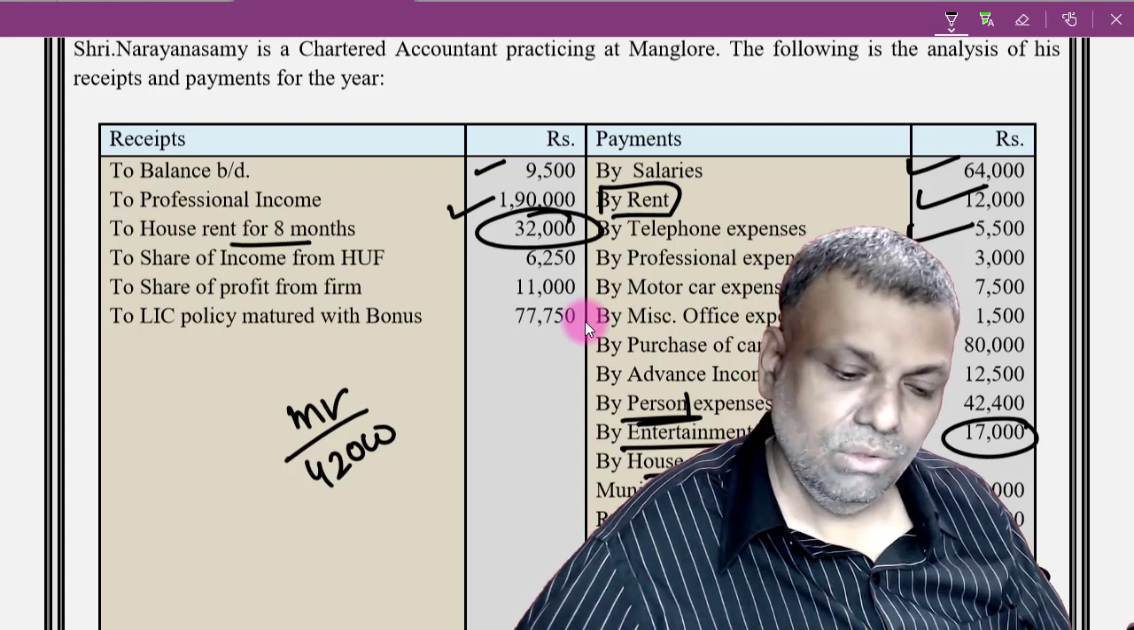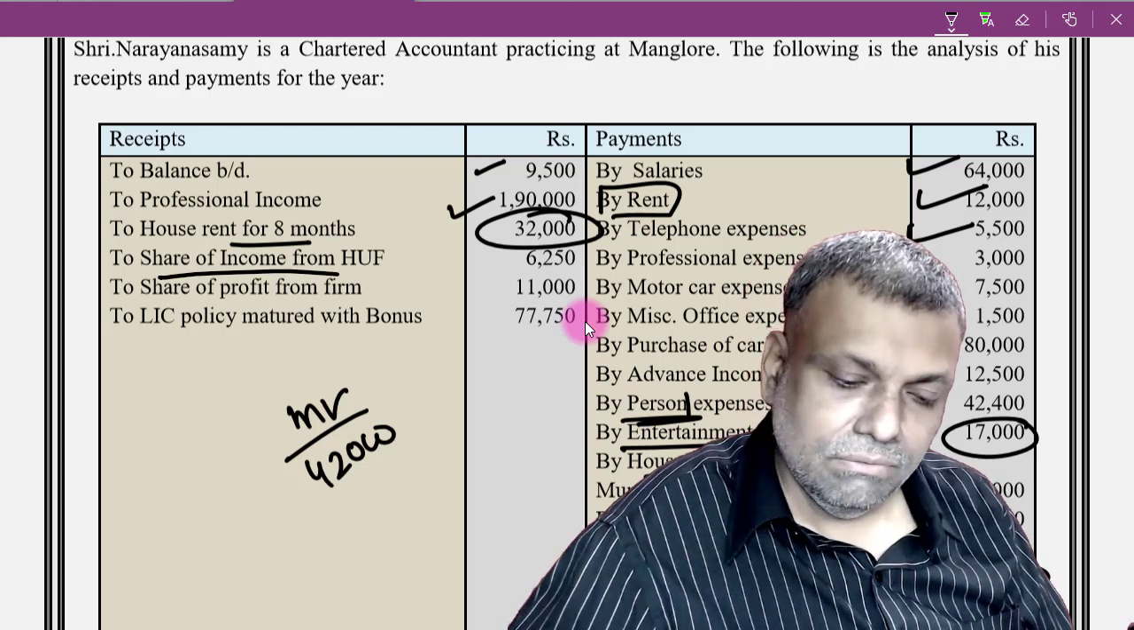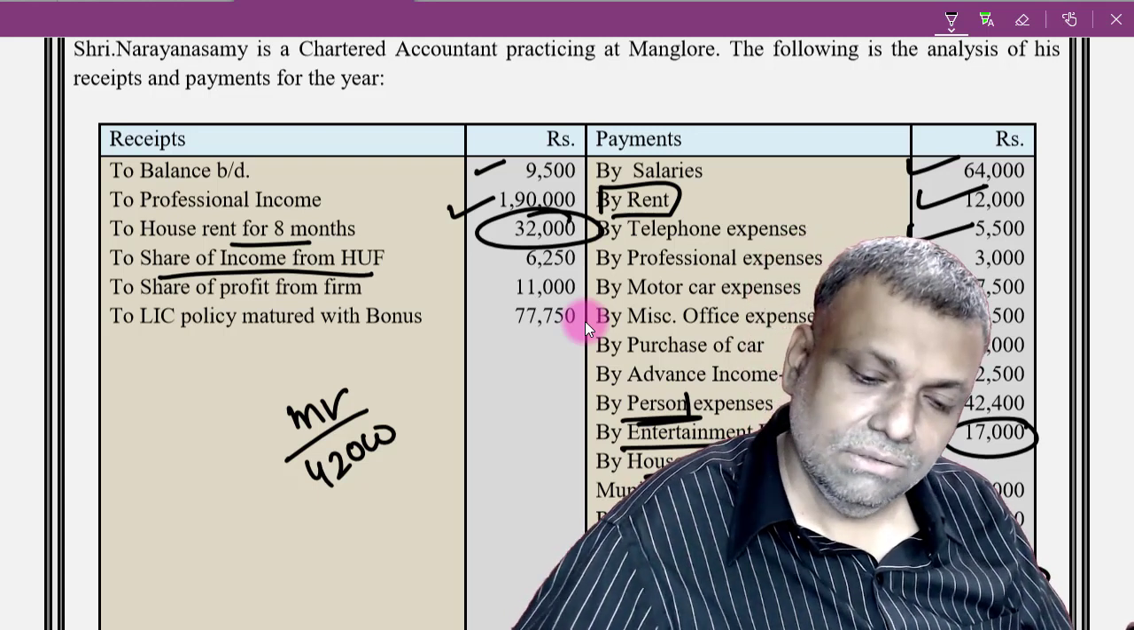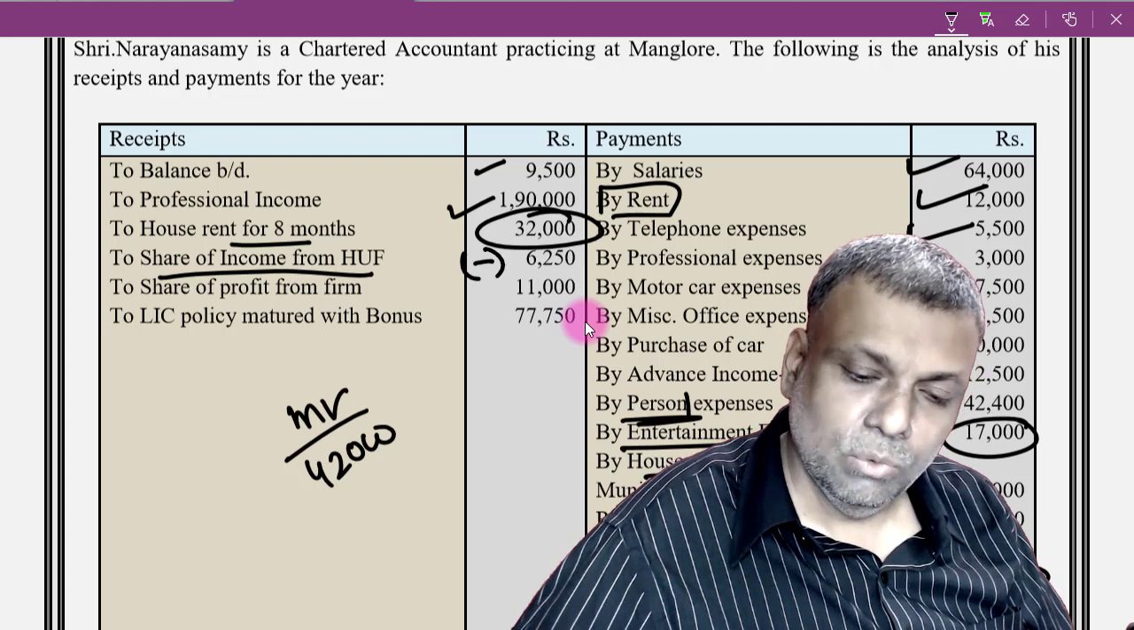House property computation I will do at the end. Share of income from HUF. This particular share of income from HUF is already exempt, so I have to remove this.